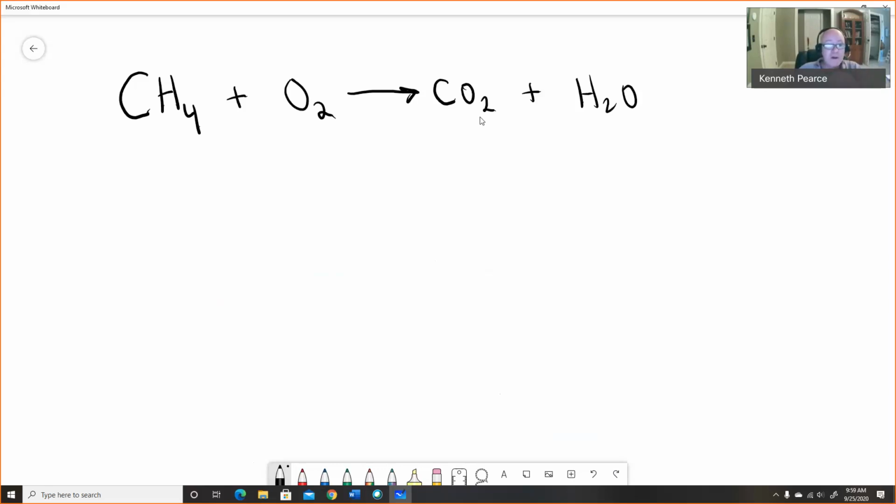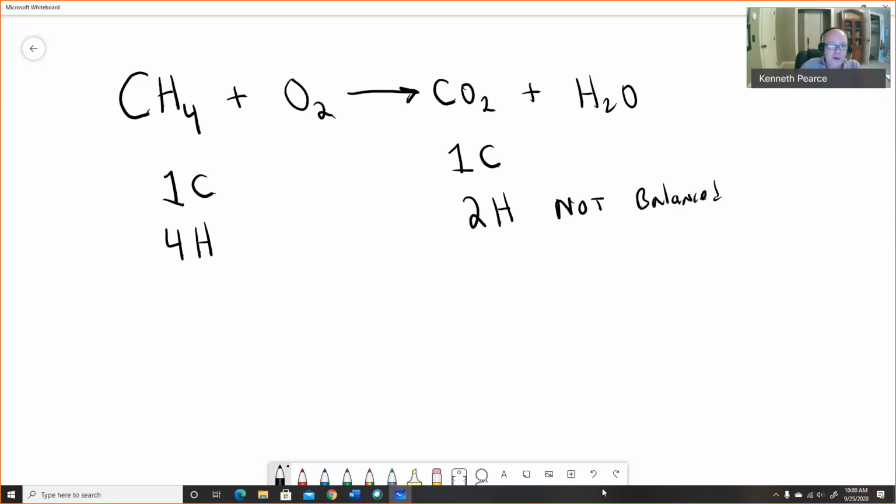And so we look on the left-hand side, and I see one carbon on the left-hand side. And I look on the right-hand side, and I see one carbon. Well, so far so good. And I look on the left-hand side, and I see 4 hydrogens, because that's what the 4 behind the hydrogen on CH4 means. And I look on the right-hand side, and I see 2 hydrogens. Well, this is not balanced.